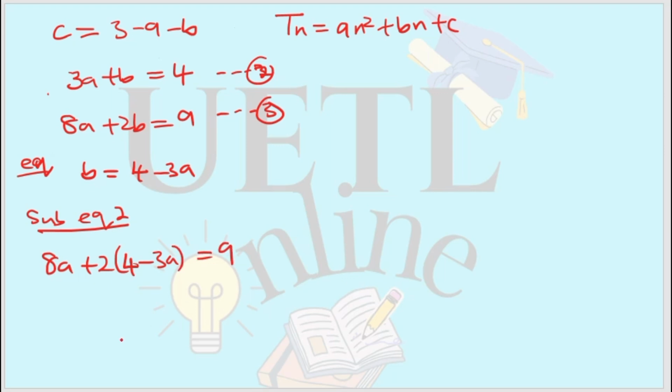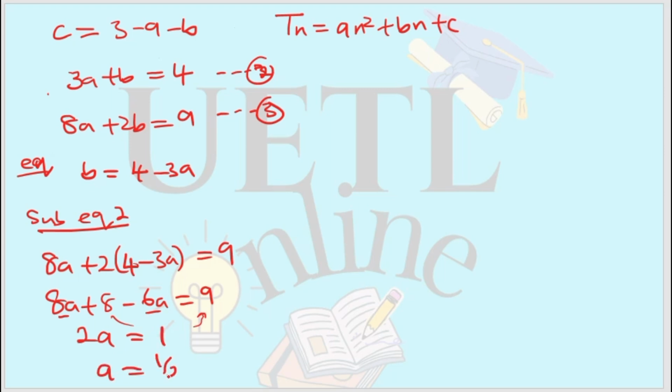Solving this, we'll get 8a plus 8 minus 6a, which is equals to 9. So now we just have to simplify this. We get 8a minus 6a, which is 2a. Then here we get 8 and 9. So if 8 goes this side, it becomes 1. So this means that our a is equals to half.